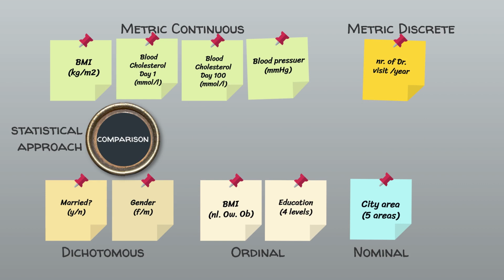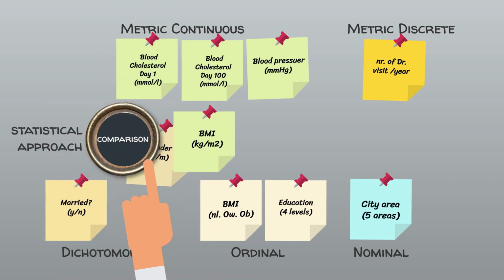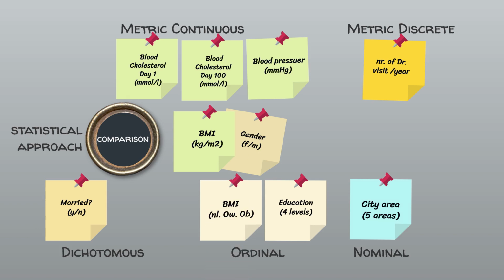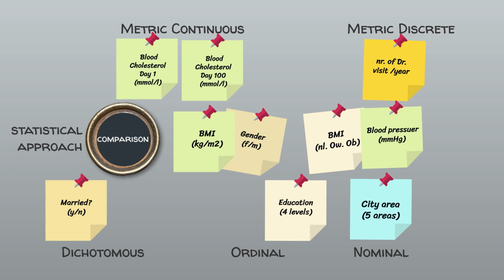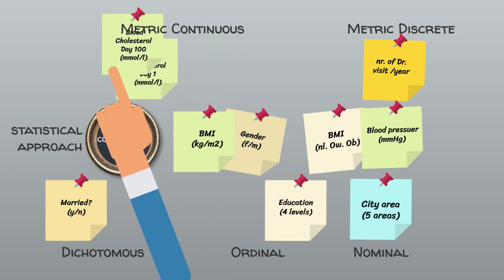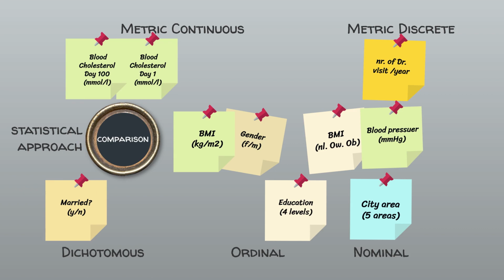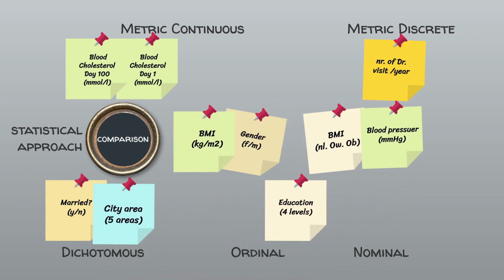Let's start with comparisons. For example, I can compare the mean of BMI between men and women. Or, I can compare the blood pressure between 3 subgroups of BMI. I also can compare the blood cholesterol in the same group of people between 2 different days. Or even compare the proportion of married people in different city areas.